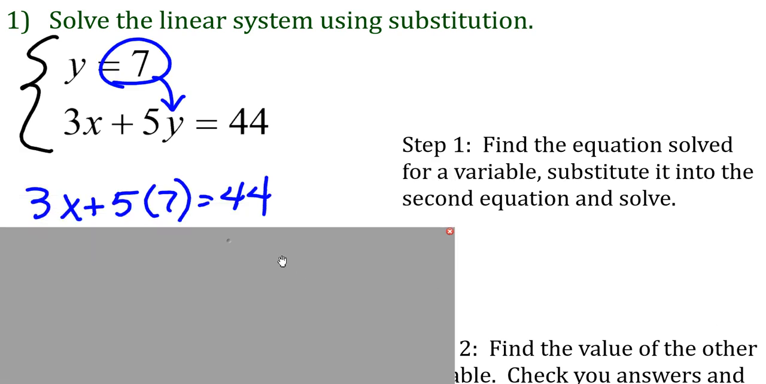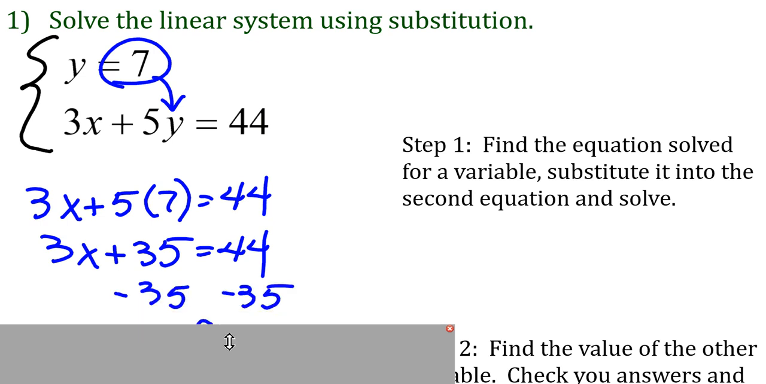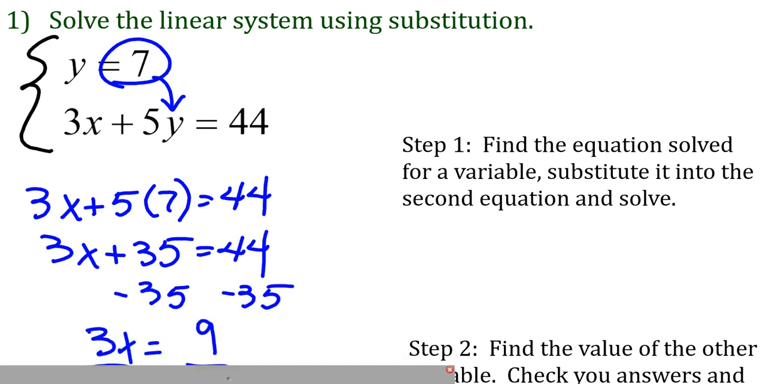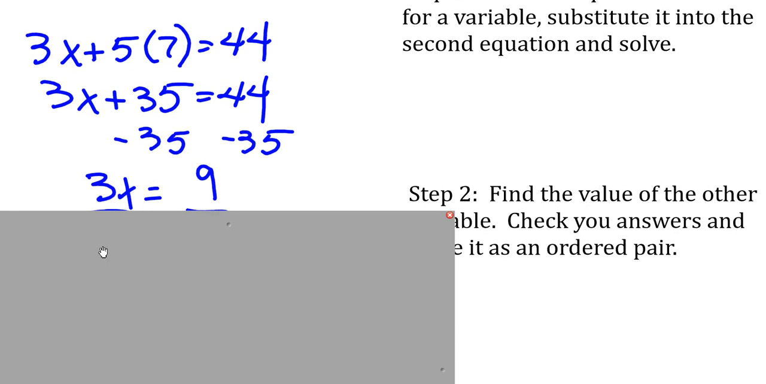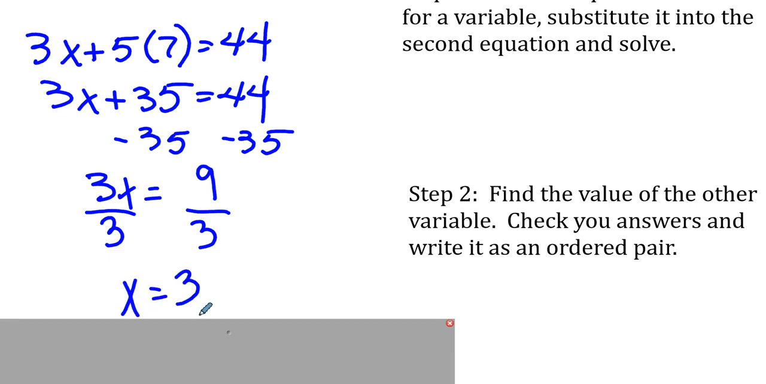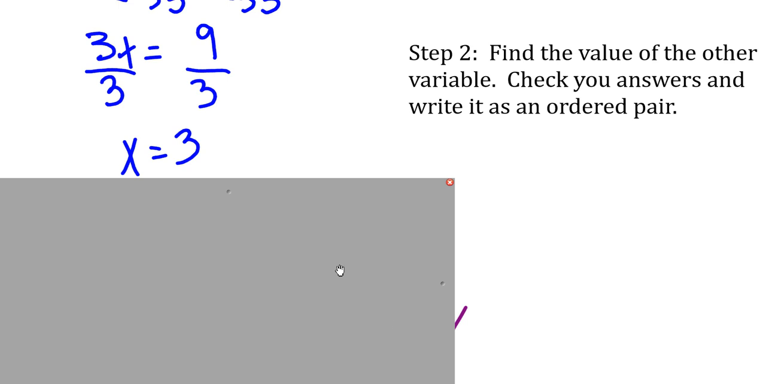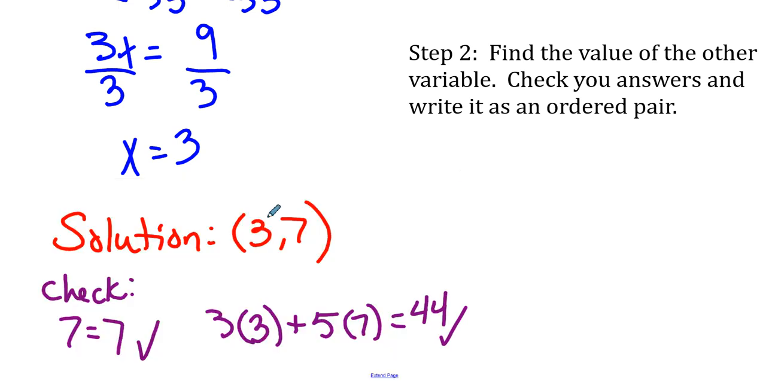That means 3x plus 5 times 7 is 35 equals 44. Now it's just one equation and one variable to solve. And we know that to undo this equation and solve for x, we would subtract 35 from each side, which gives us 3x equals 9. We're getting closer to getting x alone, so what we have to do now is undo the multiplication of 3 by dividing each side by 3. And we know that x equals 3. So we know the value of x. We also know the value of y. So we know the solution to our system of linear equations would be the coordinate (3, 7).